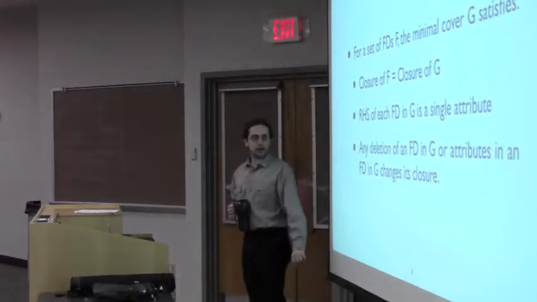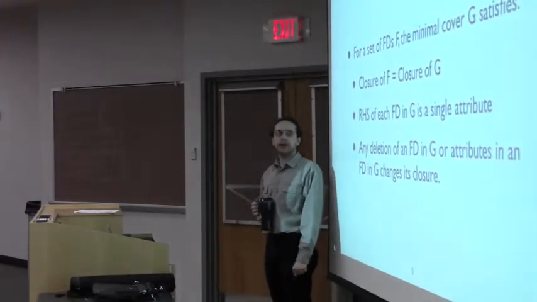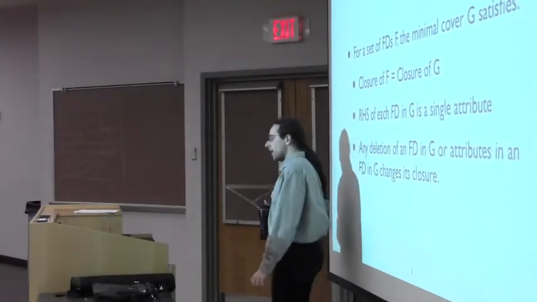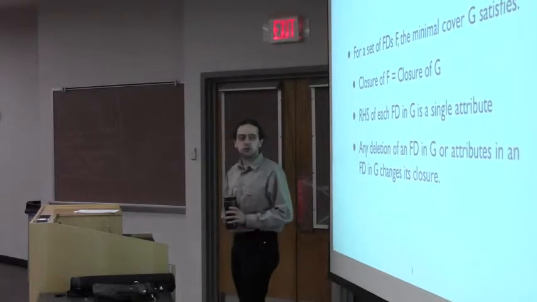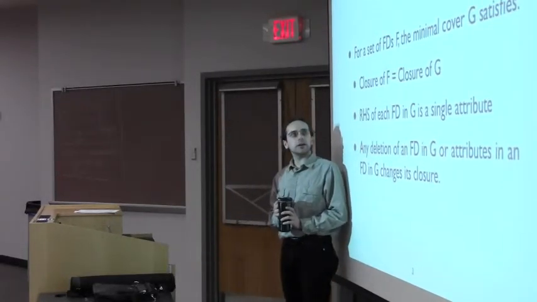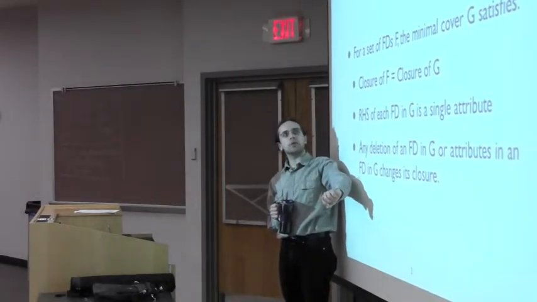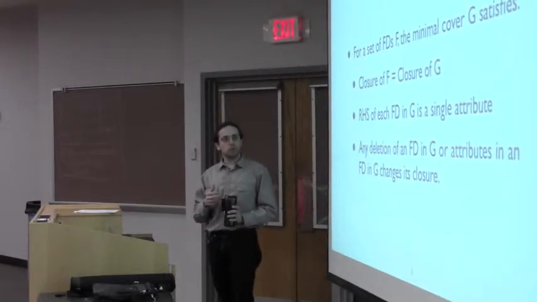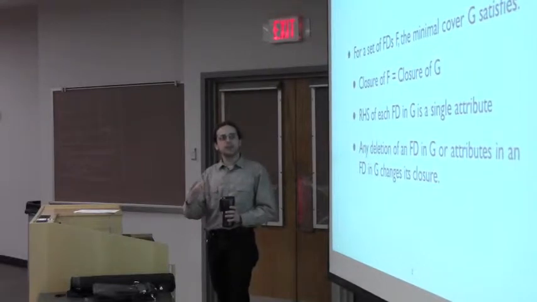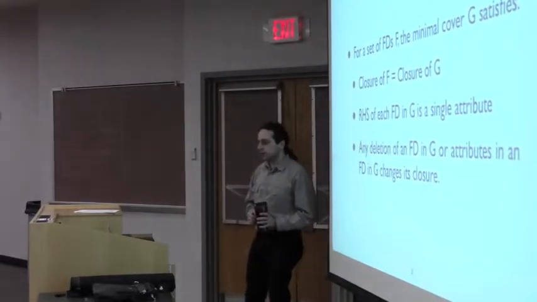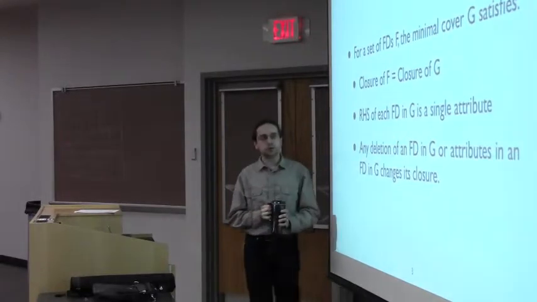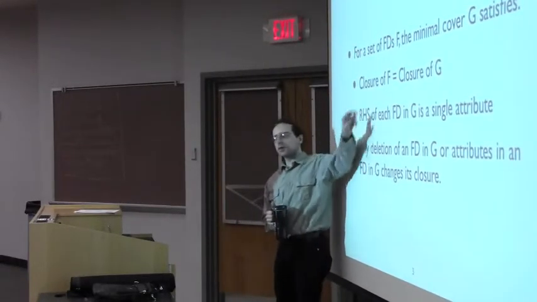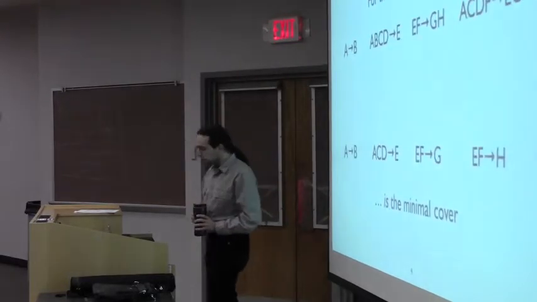And finally, the sort of minimality property is that any functional dependency that we delete from G must result in some change in its closure, basically must bring it away from the closure of F. So basically this is precisely the set of functional dependencies with a single attribute on the right-hand side that can be used to express the closure of F. Let me give you an example.